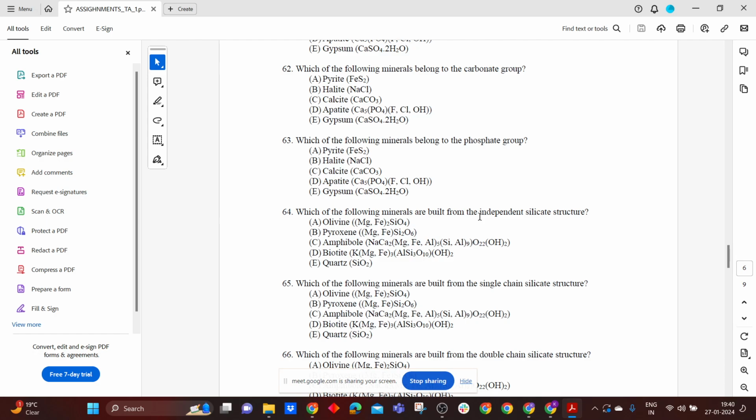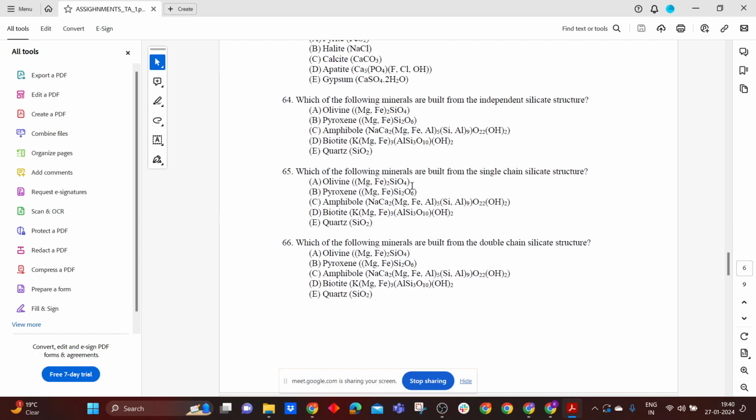Sir, is it option E, quartz? No, not quartz. Sir, A, olivine. Why will it be olivine? Sir, nesosilicate is an independent silicate. Okay, very good. It's an island silicate or island type silicate. Yes, nesosilicate. Yes, 65. Carry on.